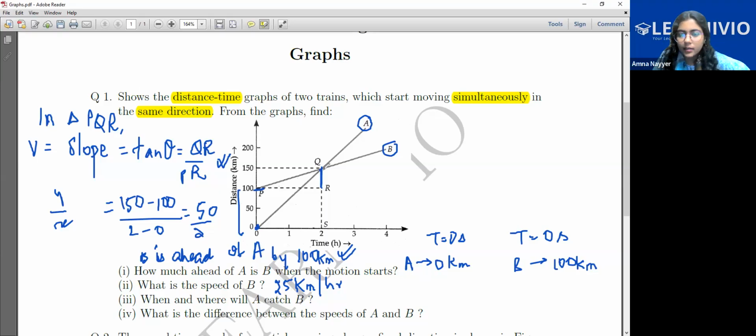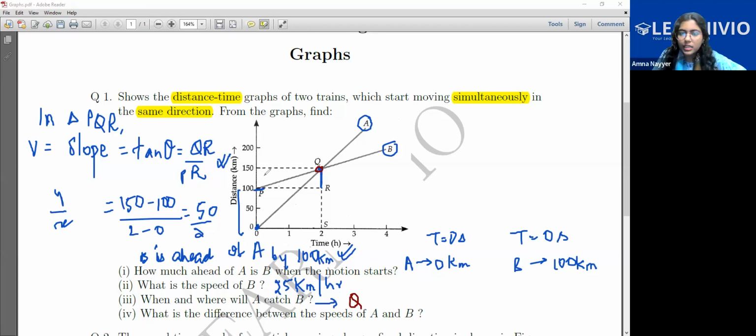We just have to mention Q, right? We don't have to write the value. This is the point that is Q, right? Here they are intersecting. Now, it is saying when it will catch, means it will catch at where they intersect, at the Q point, right? And what is this Q point?